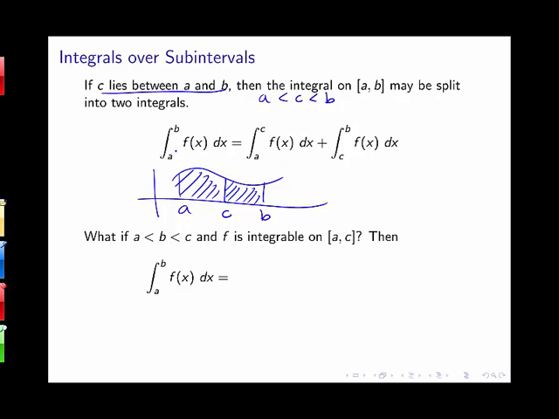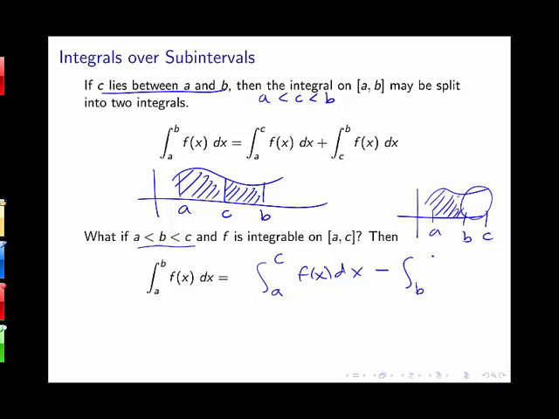Also notice that I can move this around in a few different ways. If I had a less than b less than c, so now a is here, c is at the end, and b is in the middle, how could I find the integral from a to b? Well, the integral from a to b should equal the total integral from a to c of f of x dx minus this piece here that I haven't shaded, minus the integral from b to c of f of x dx. So this is just showing how we can move pieces around to get the part that we're interested in.